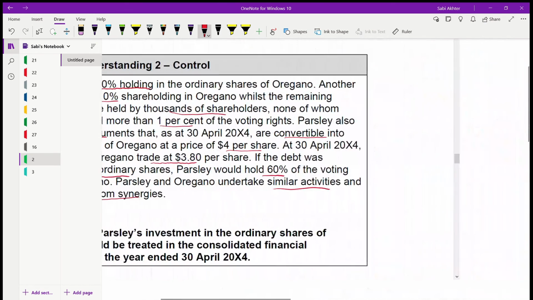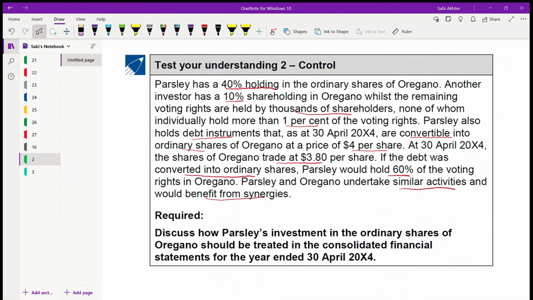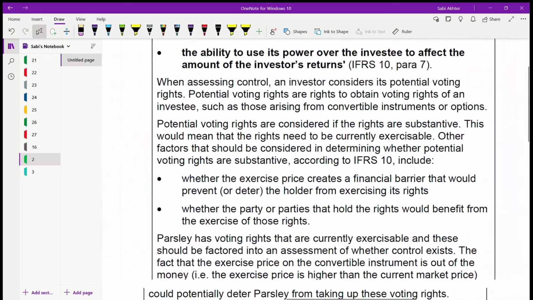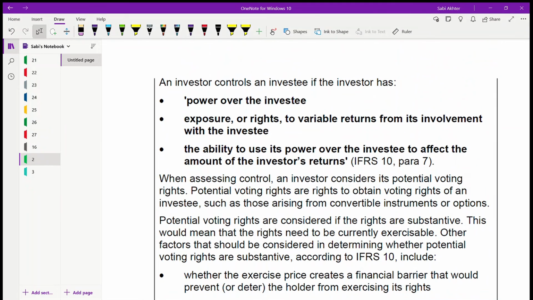So remember, the moment you see a 40% holding, they don't have control. So you need to apply IFRS 10, the definition of control. Remember the 3 things that they should have. They control an investee if they have these 3 things. You need to memorize these, because these 3 things are always repeated whenever the word control comes. If they have the power, if they have the right to variable returns, and if they have the power to affect the returns, then it is said that they have control over the investee.